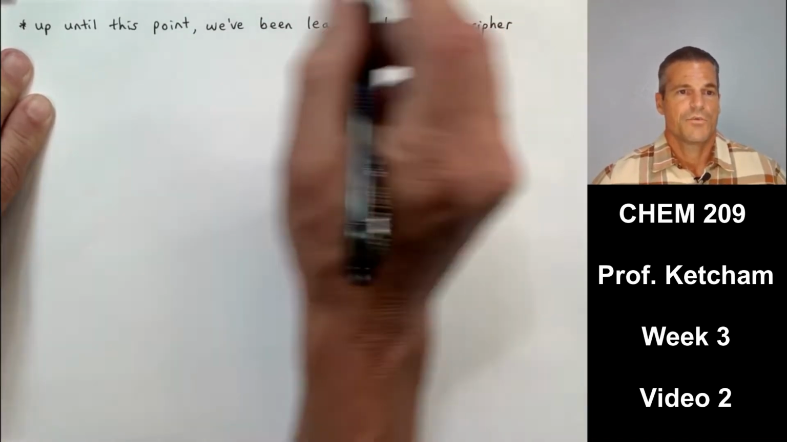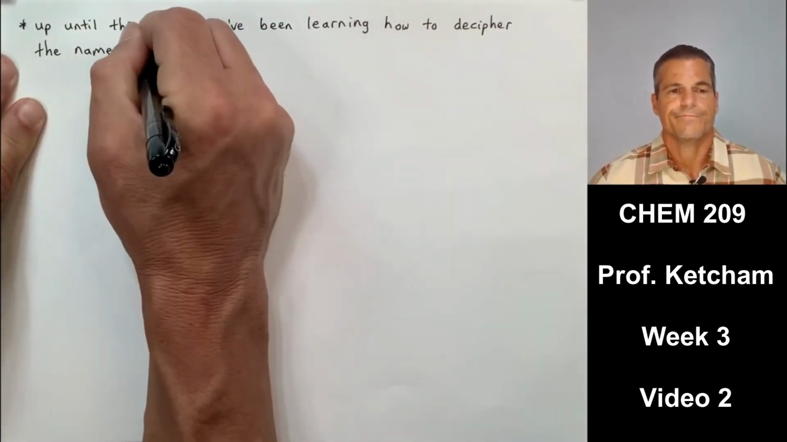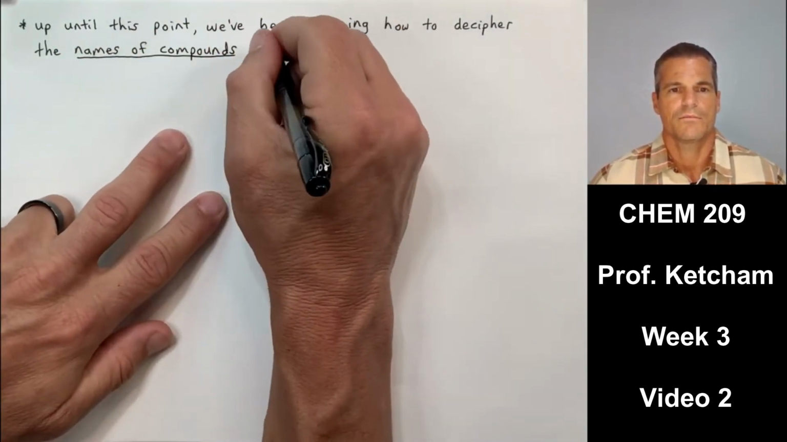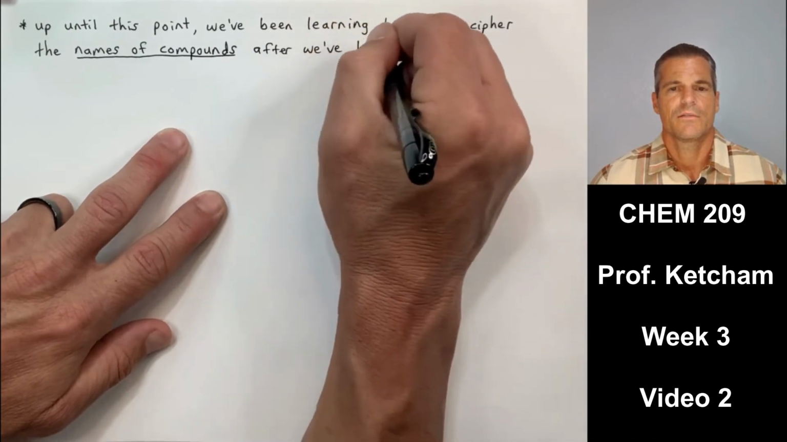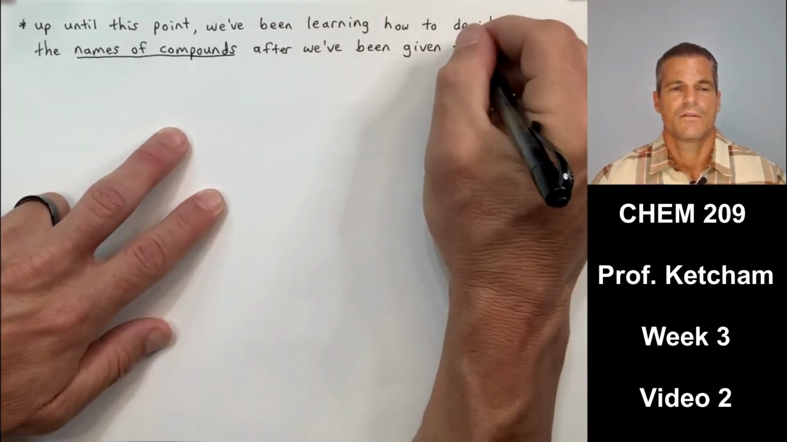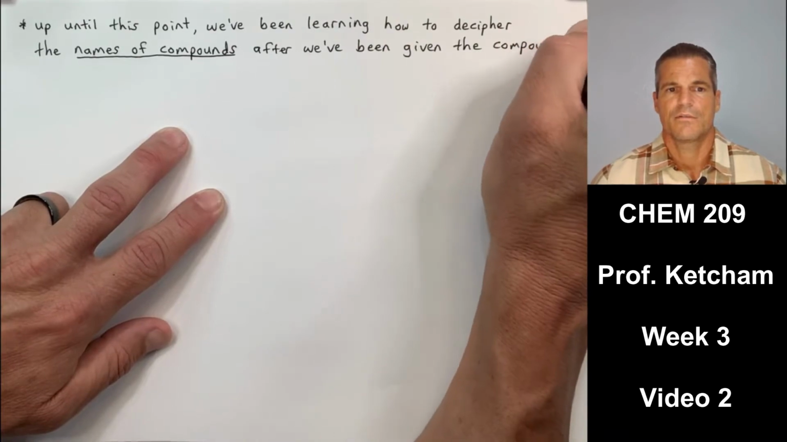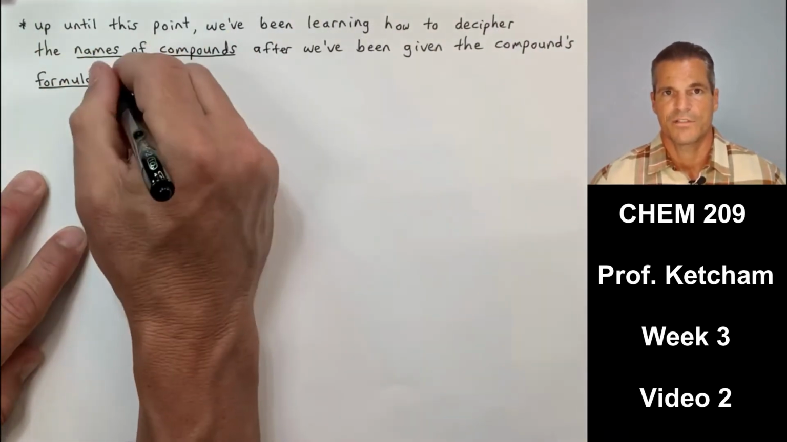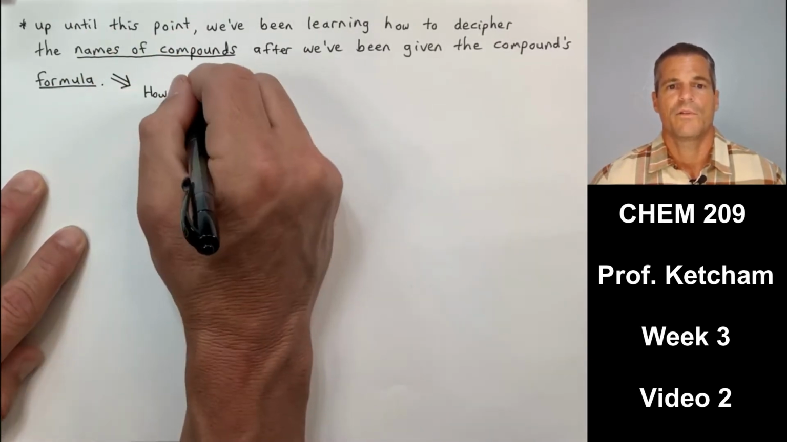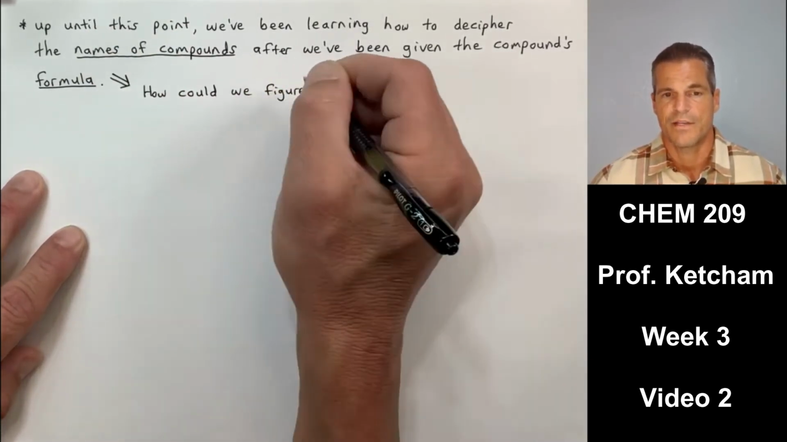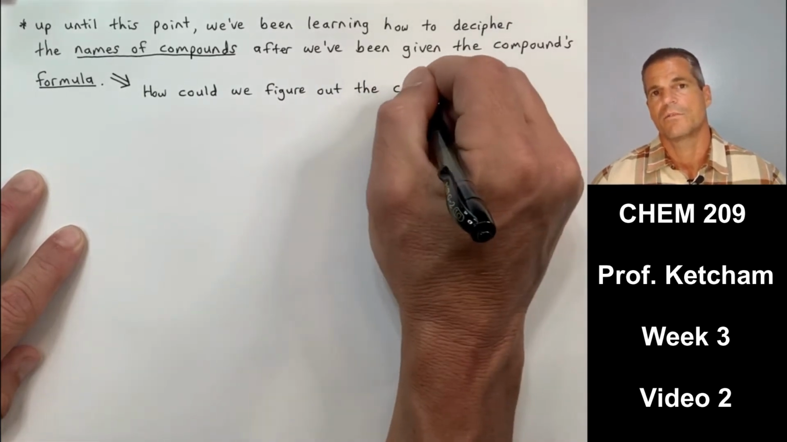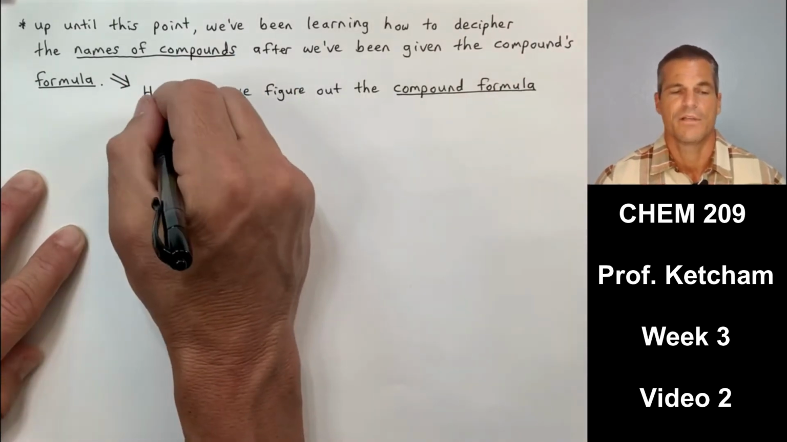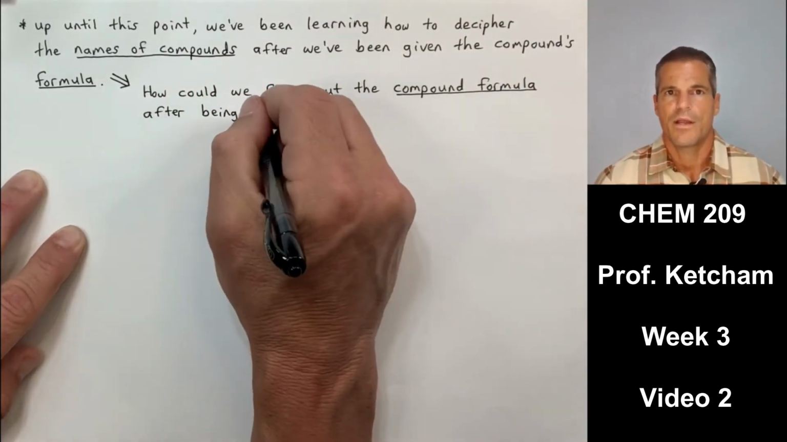All right, page 3 of our notes here. Up until this point, we've been learning how to decipher the names of compounds, whether they be ionic compounds or the covalent compounds we just discussed, after we've been given the compound's formula, the molecular formula, the ionic formula. Well, what about the other way around?